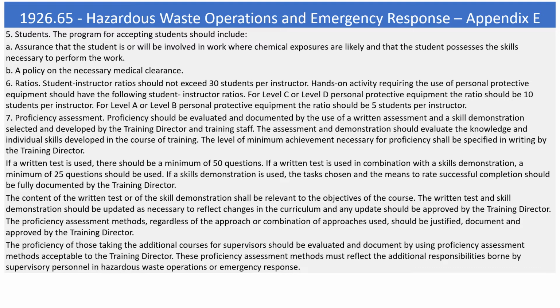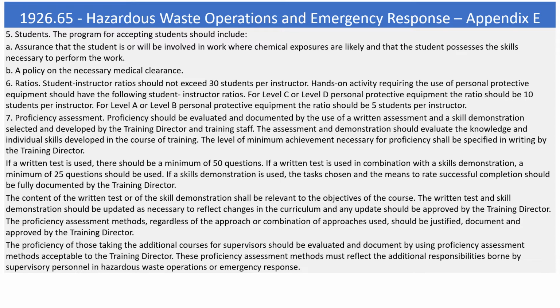5. Students. The program for accepting students should include: a. Assurance that the student is or will be involved in work where chemical exposures are likely and that the student possesses the skills necessary to perform the work. b. A policy on the necessary medical clearance. 6. Ratios. Student-instructor ratios should not exceed 30 students per instructor. Hands-on activity requiring the use of personal protective equipment should have the following student-instructor ratios. For Level C or Level D personal protective equipment, the ratio should be 10 students per instructor. For Level A or Level B personal protective equipment, the ratio should be 5 students per instructor.